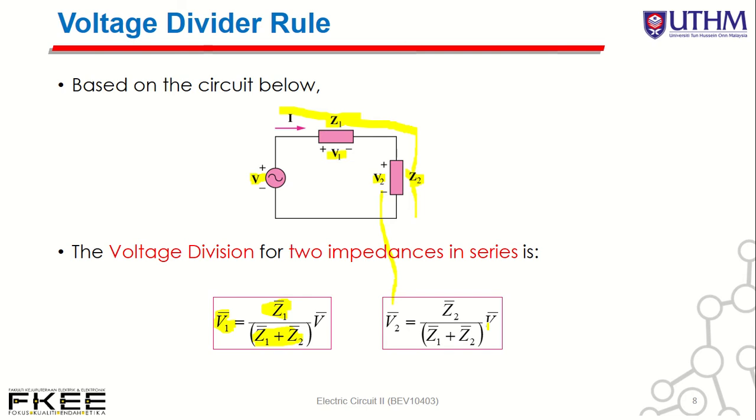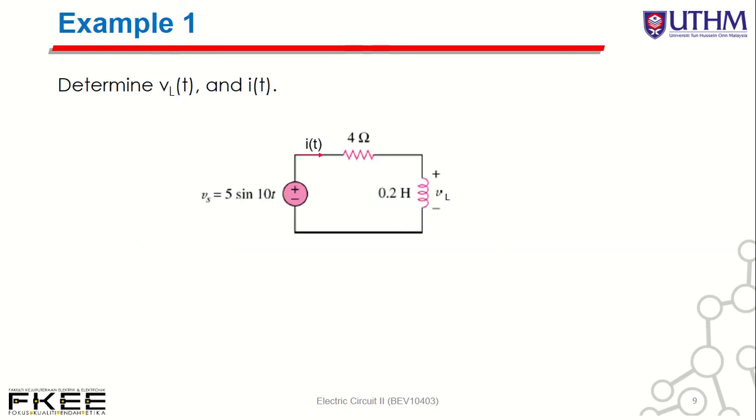Okay, is it clear? Okay, so look at example 1: how to apply the voltage divider rule. The question is to determine VL(t) and I(t). Given the source voltage, you need to determine VL(t). You can apply the voltage divider rule to find VL.